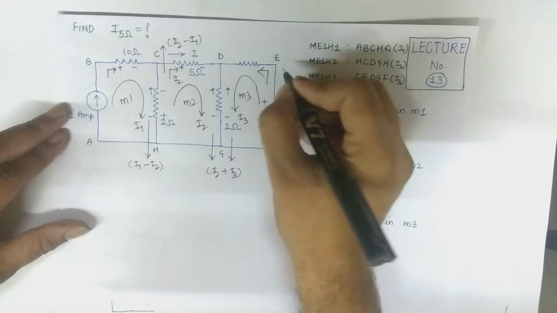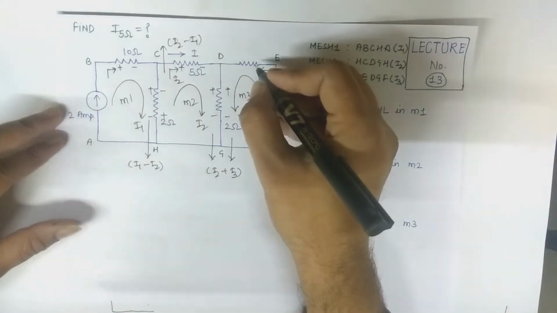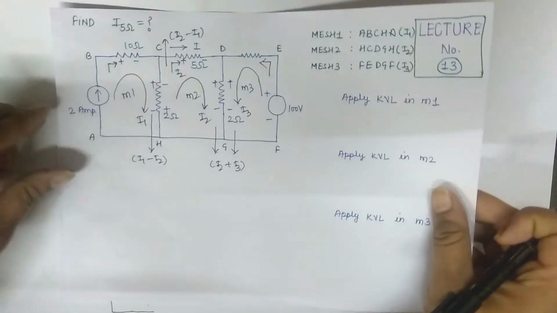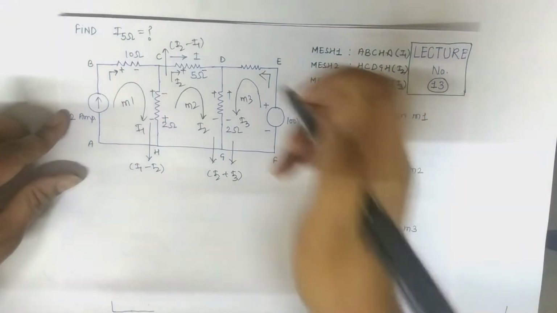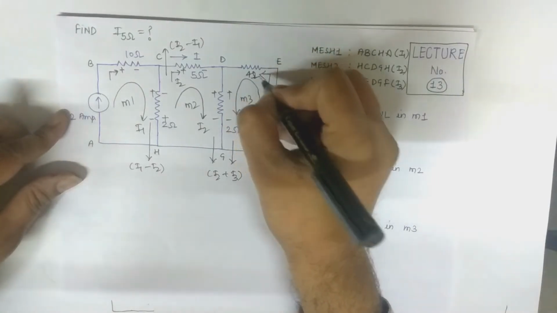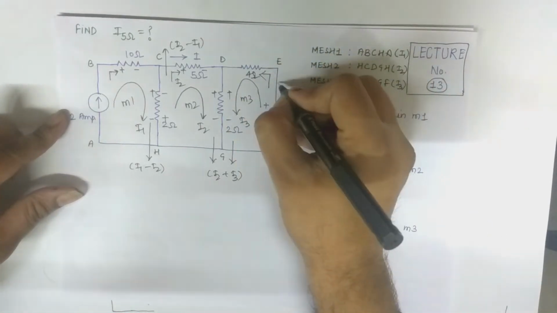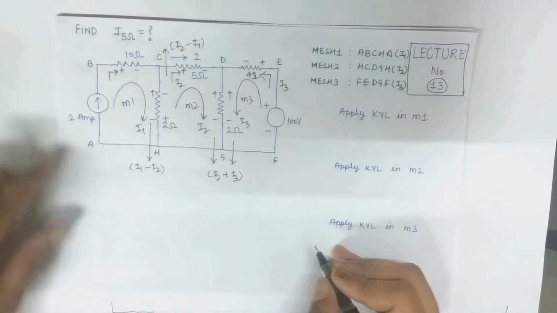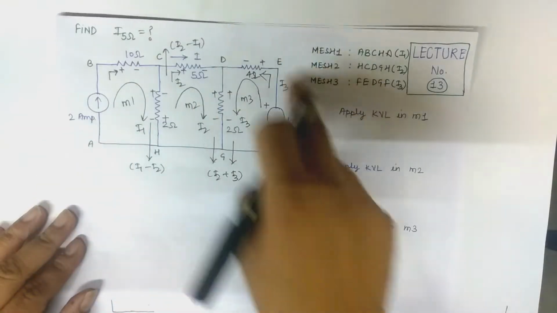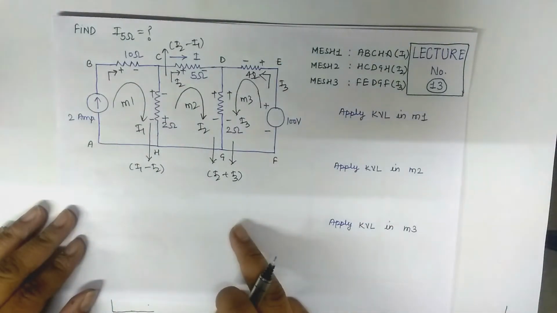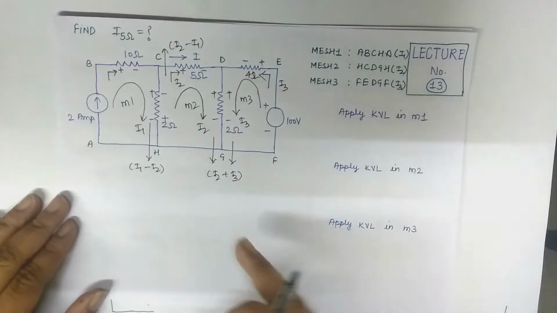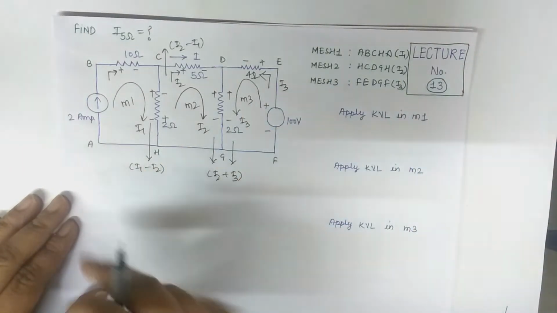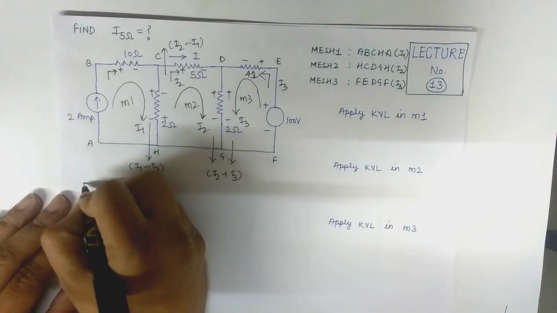The current is entering from this side of this resistance, whose value is 4 ohm. So the current through this 4 ohm is, let us say, I3, with this side positive and this side negative. Now after distributing the polarity on each resistance and voltage source, we can write the equation for mesh 1.